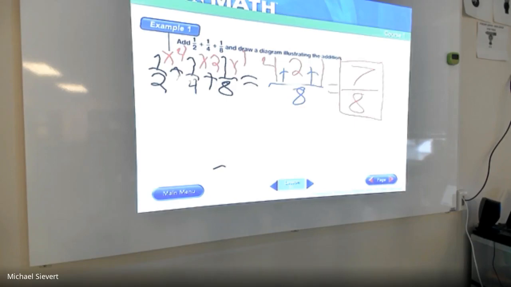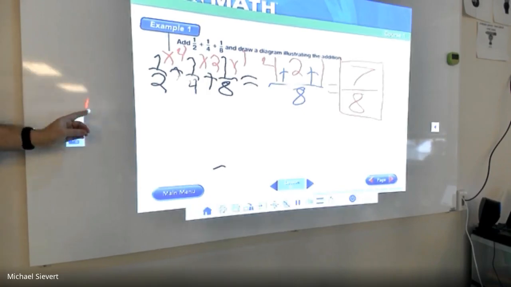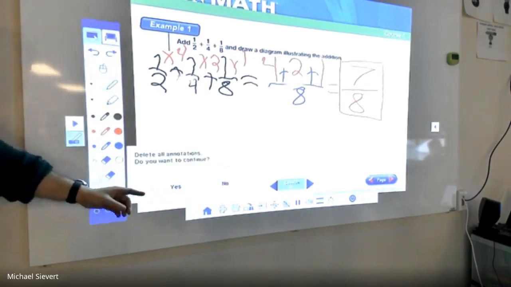Any questions on that? Would anyone like me to explain again how to find the new numerators? Now would be the time because we're going to go on to the next example with mixed numbers and it's going to get a little bit more confusing. So if you need me to repeat how to find it, raise your hand now.